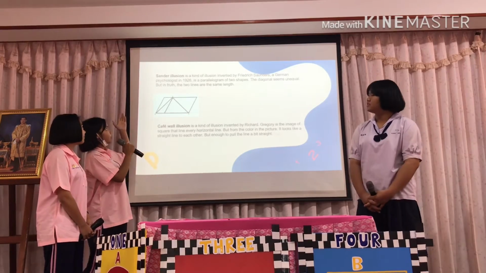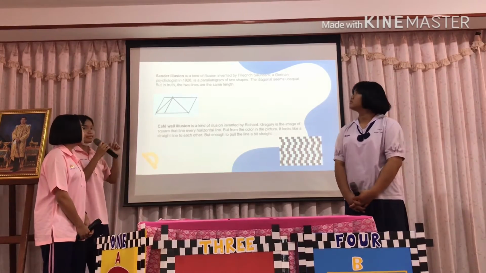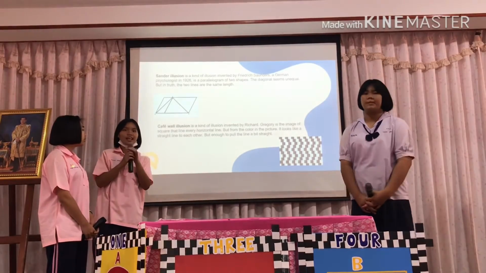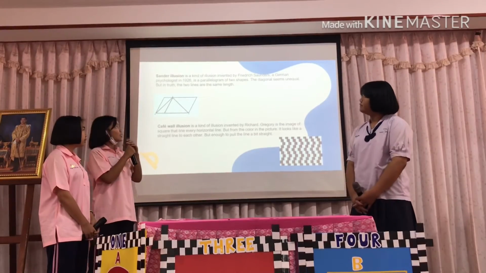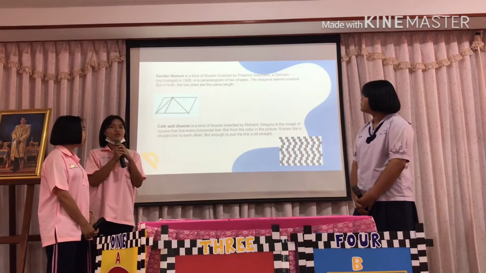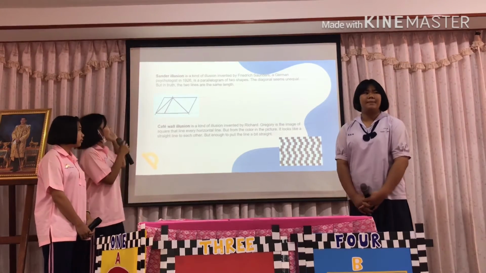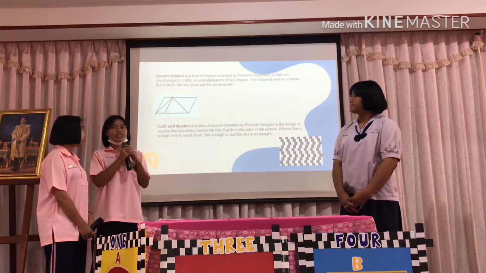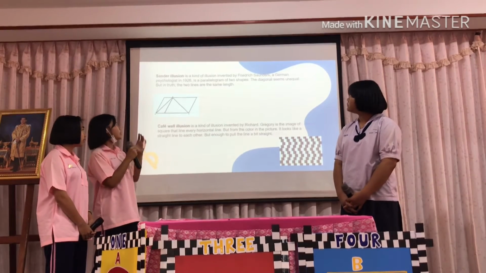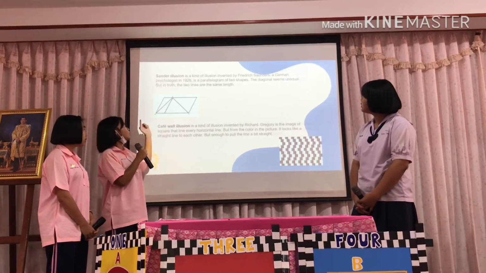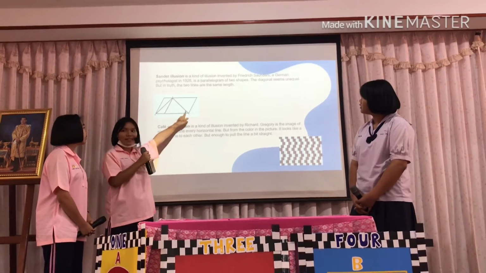This is an example of illusion. First is the Sander illusion. The Sander illusion is a kind of illusion invented by Friedrich Sander, a German psychologist, in 1926. It's a parallelogram of two shapes. The diagonals seem unequal, but the two lines are the same length.